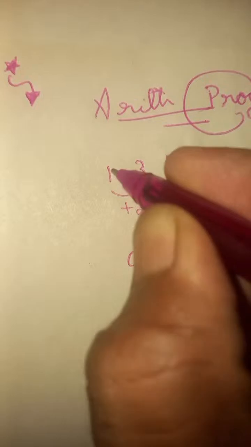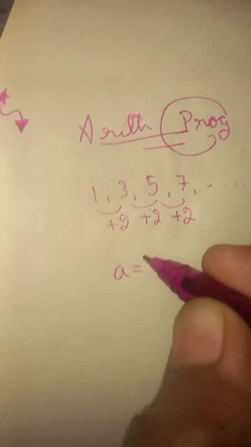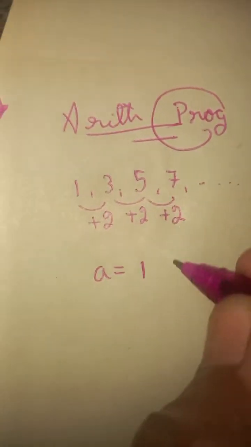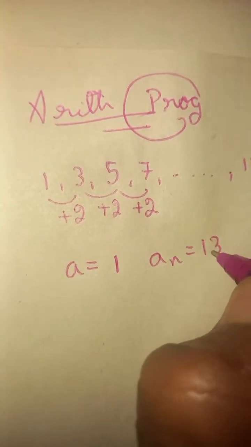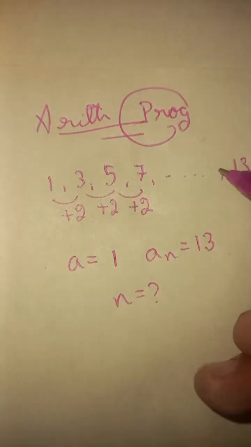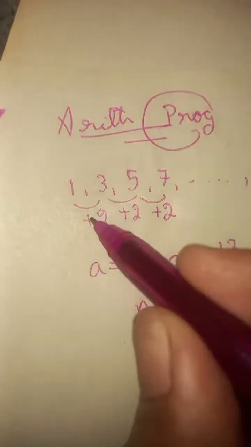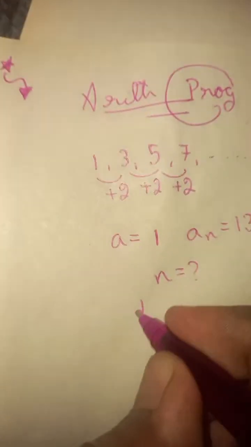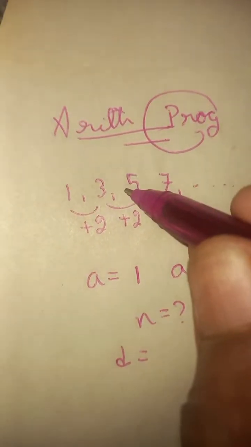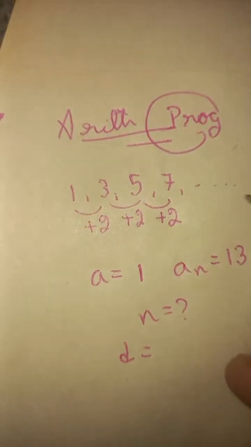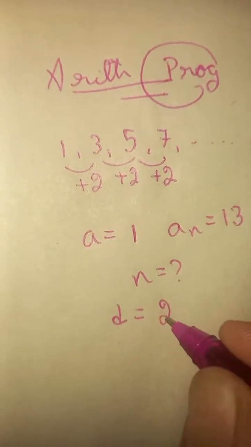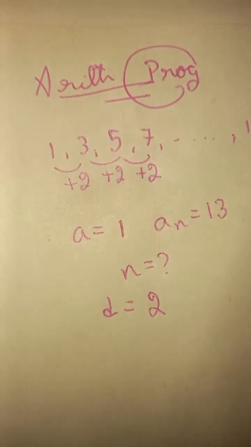The first term here is known as a, which is 1, and the last term is known as an. An is equal to 13, and n is the total number of terms. Here we can find out the total number of terms. And d is the common difference between them, the second term minus the first term, or the fourth term minus the third term. Whatever you add each time becomes d. Here you are adding 2, so d becomes plus 2.